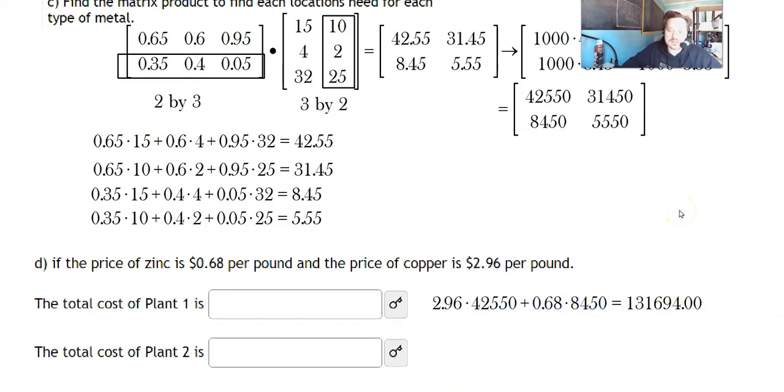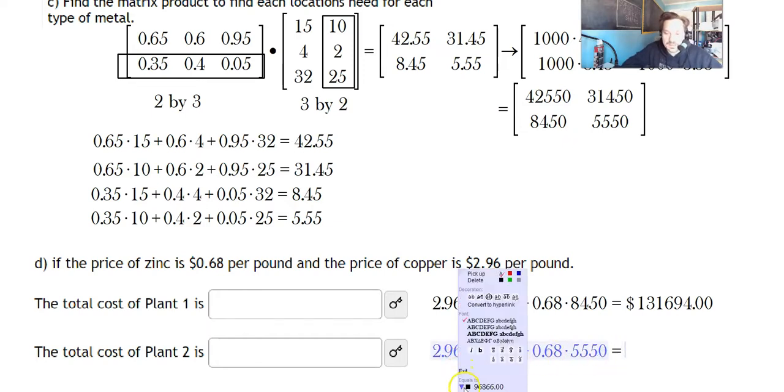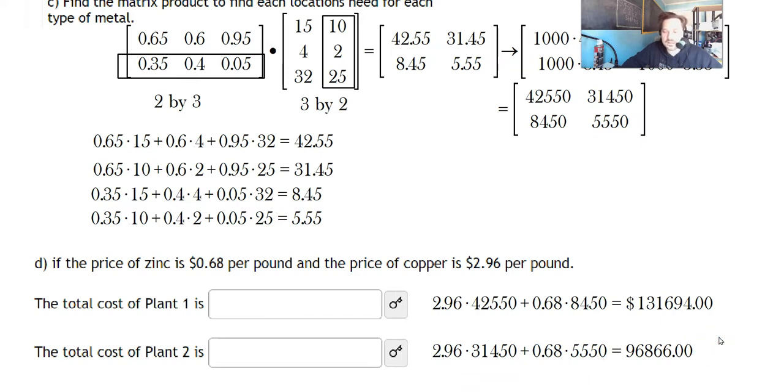So $131,694. This is in money, remember, because it's talking about the total cost. So that's the cost of getting all of the metals, both the copper and the zinc, at plant 1. Then look at plant 2. You're going to do 2.96 times the demand there, 31,450, plus 0.68 times the 5,550. You punch this into your calculator, and it's going to give you a value of 96,866. That's the total cost of the demand of copper and zinc at plant number 2. That's how you do this.